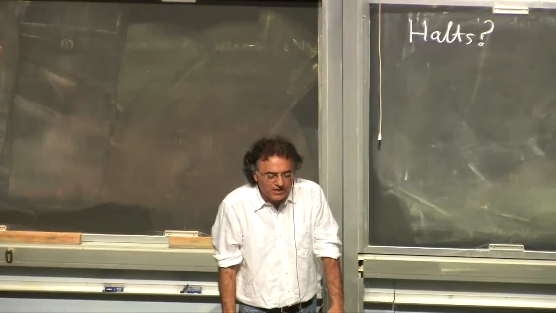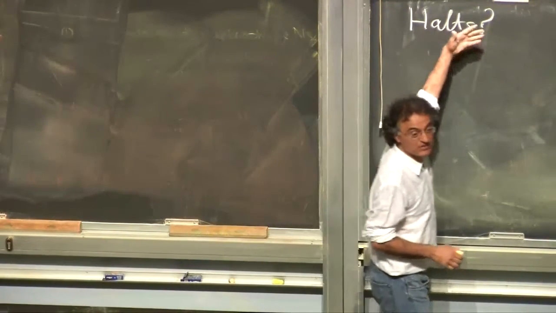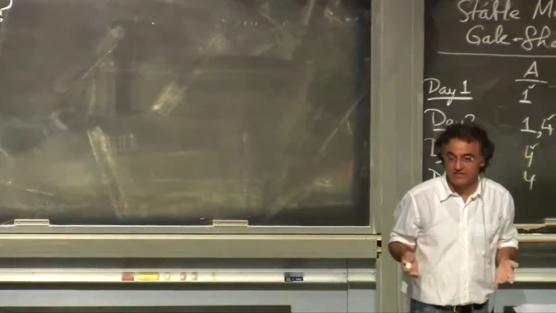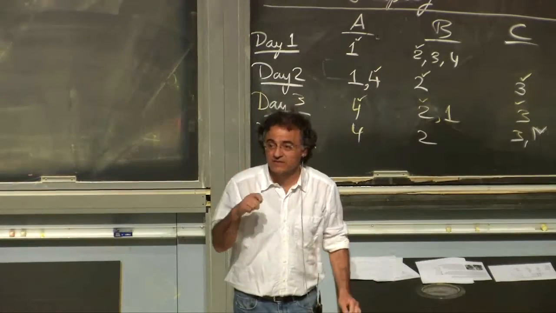It would be a very poor algorithm if we designed it so that sometimes on some inputs it just doesn't halt. That would be embarrassing. So, how do we know this one halts?